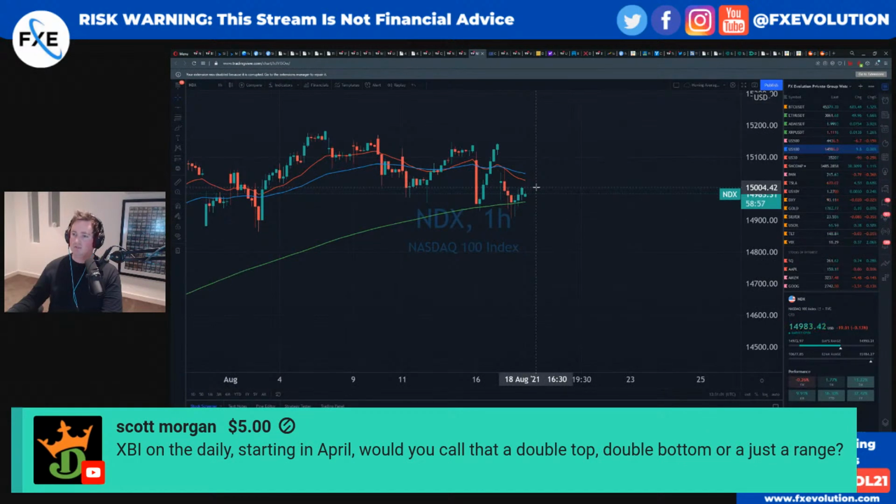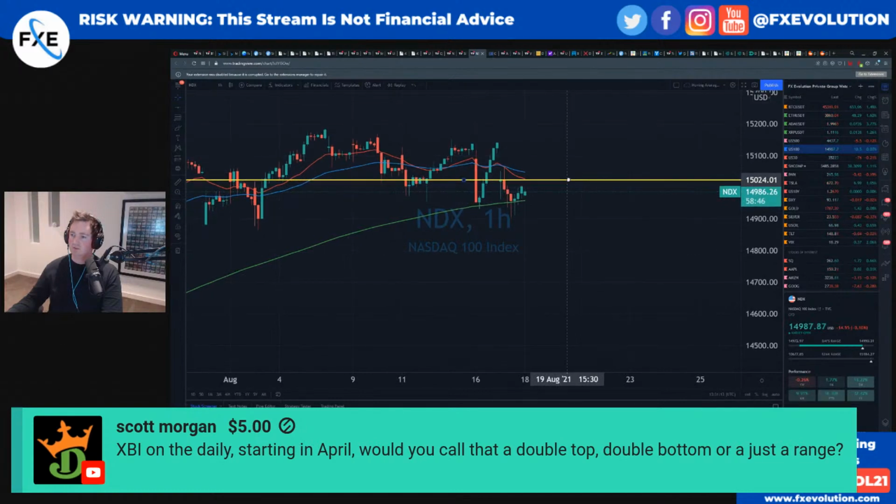We're looking for it to close above 15,005. However, I would actually want to see it above 15,020. 15,020 would be the key zone for me. Where is this? 20. About there.